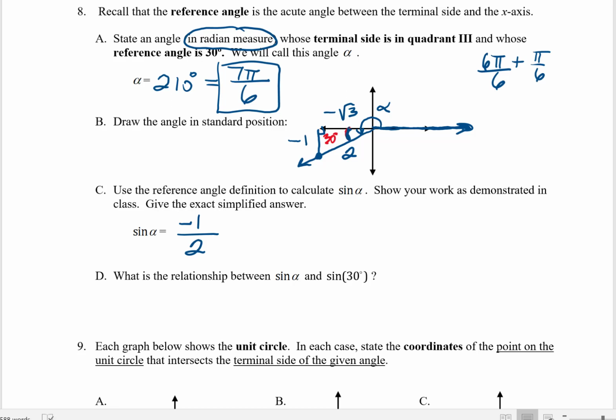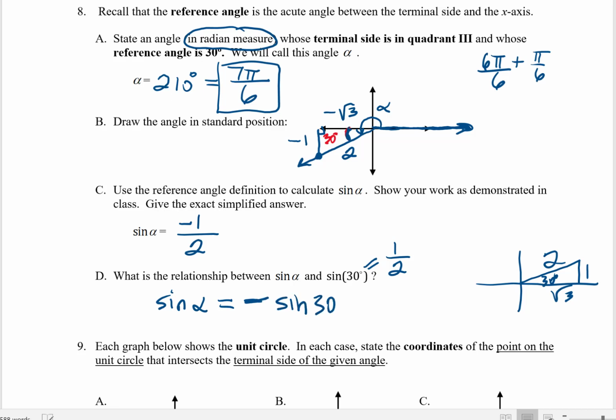Part D says, what's the relationship between the answer we just got and sine of 30 degrees? Well, if I was to calculate sine of 30 degrees, I would be here in the first quadrant. The picture would be exactly the same, I just wouldn't have any negatives. And so sine of 30 degrees would come out to be positive 1/2, opposite over hypotenuse. The answer to the question then is sine alpha is equal to the negative of sine 30 degrees. They have the same value, they just have different signs. Another way you could answer the question is you could say they are opposites. One is simply the negative of the other.